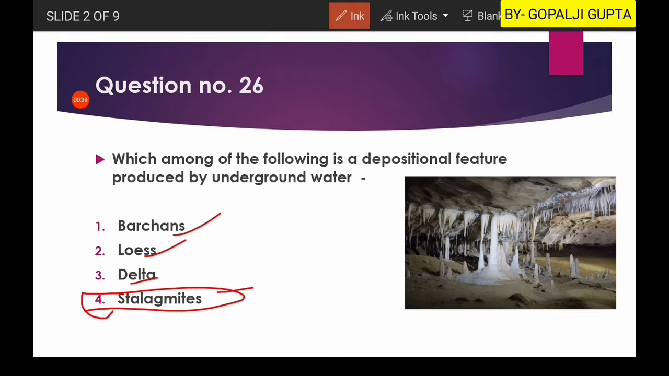So as the depositional feature is concerned by the groundwater, we have the two features stalagmite and stalactite, which are generally confusable. As you can see in this diagram, there are some columns which are originating from the base and some columns which are originating from the ceiling of the cave. The features originating from the floor are known as stalagmite. As the term says, mite means ground.